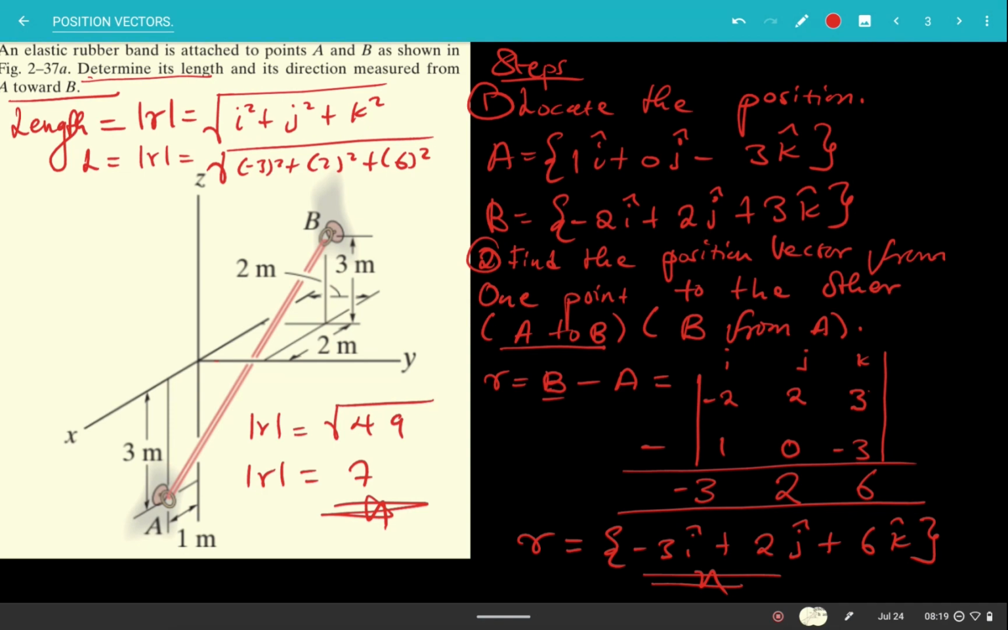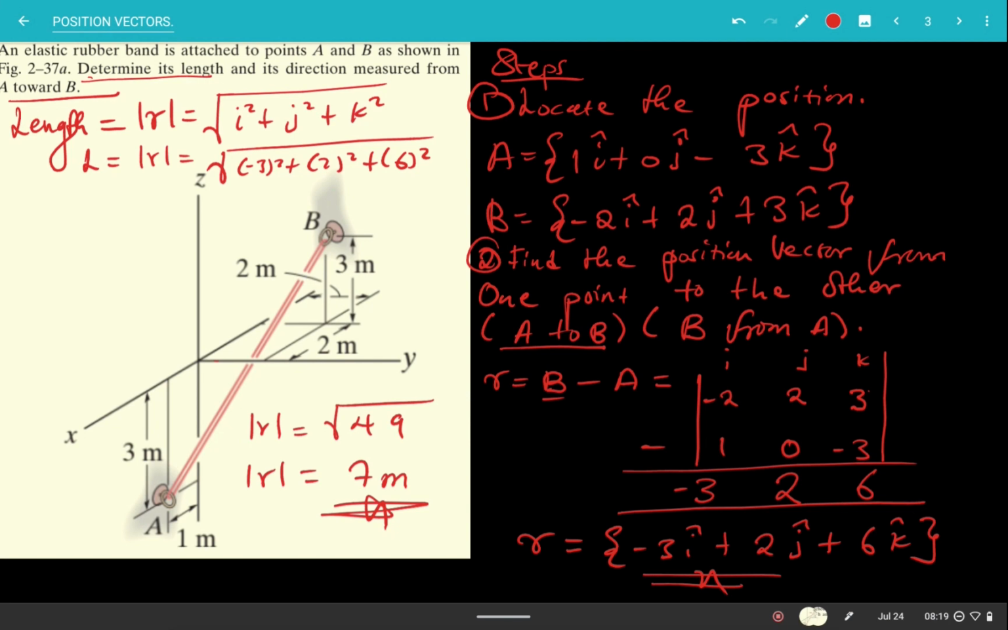But now we also have to put out the units of measure for our particular length. Now, as you can see, the positions are given in meters. So we're also going to write this as what? Meters, as you can see. So this is simply the length of the rubber band that you have, which is attached to point A and B, as shown in the figure.